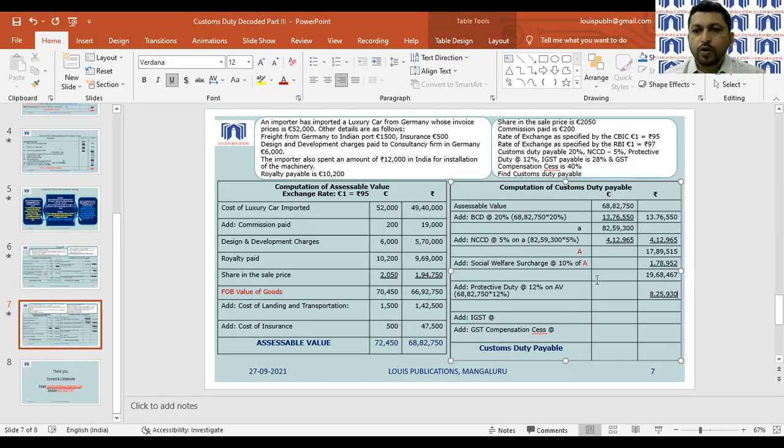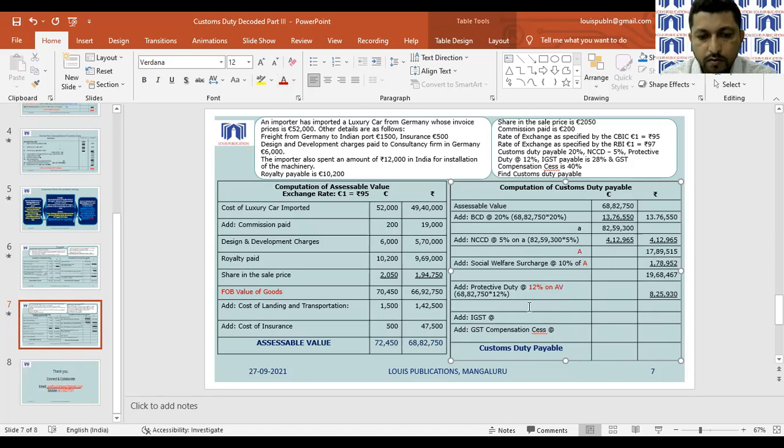That will be 8,25,930. So if the value is given for special duty, be it protective duty, safeguard duty, anti-dumping duty, we take the value. If percentage is given, this percentage is always calculated on assessable value. So let's be very clear. So we will total this now.